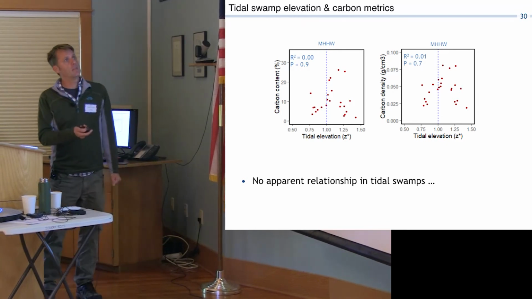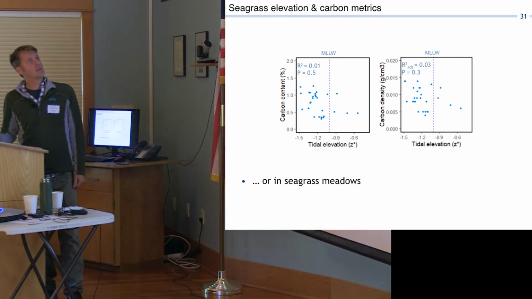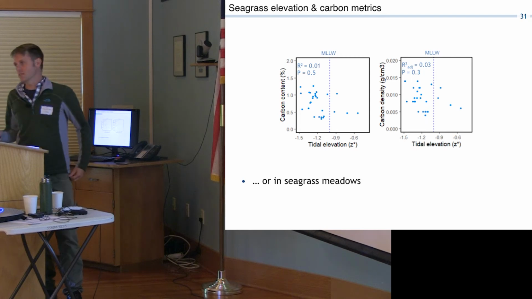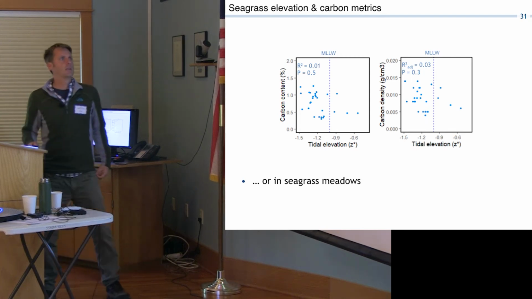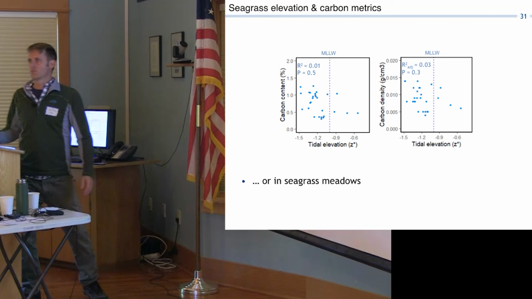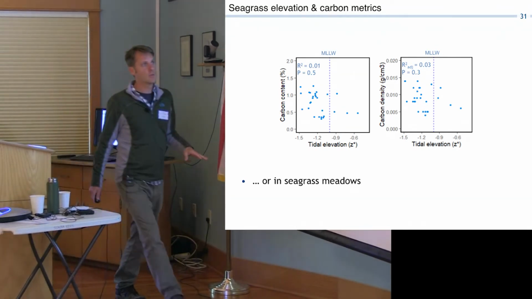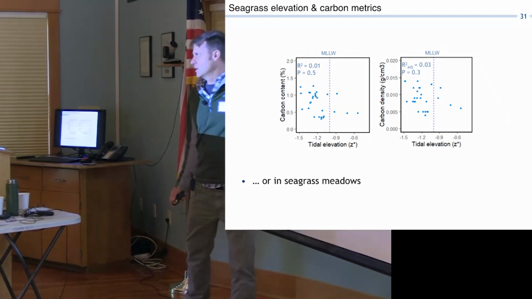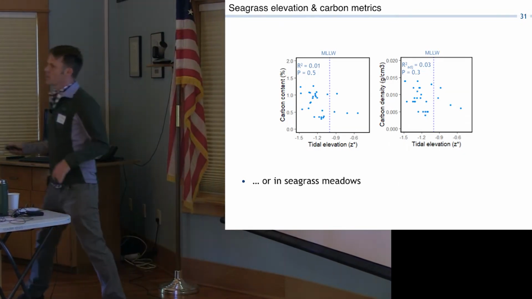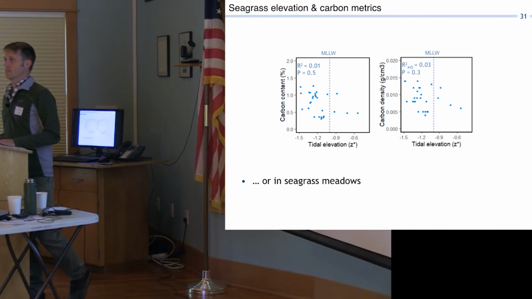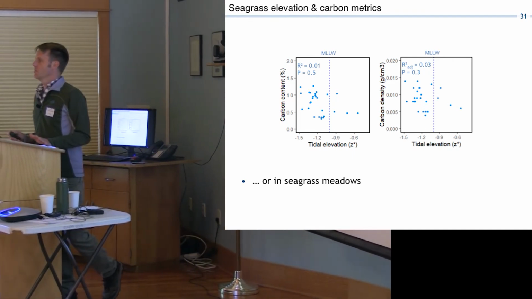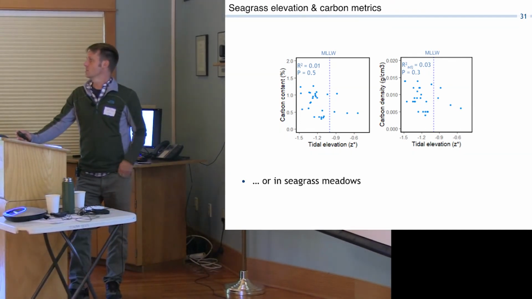And then lastly, these are the relationships between the seagrass elevation and the carbon metrics. And again, not really a significant relationship here. Most of these seagrass meadows are quite low in the tide frame, so they're just getting inundated quite a bit. And there are probably other factors like grain size that Boone talked about that are probably more important drivers for the seagrass meadows.